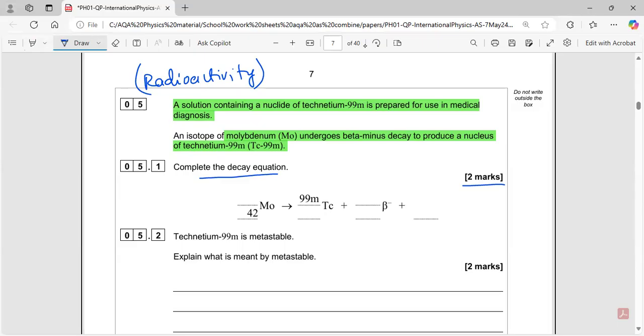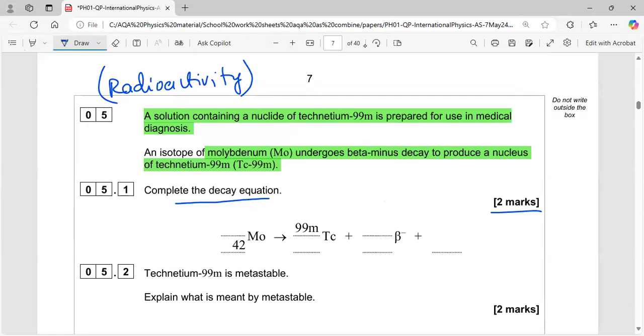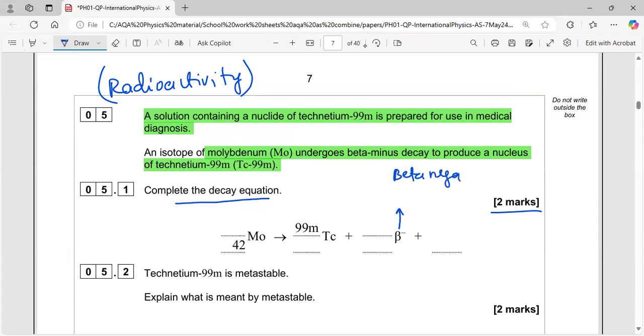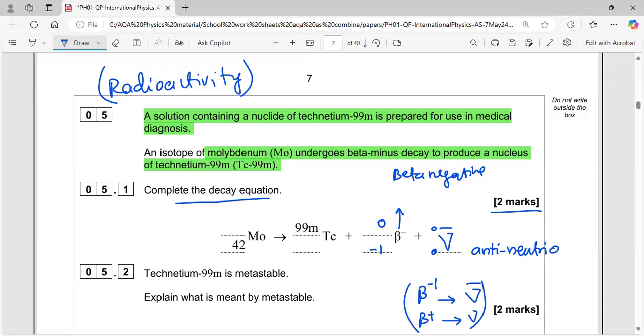Okay, that's perfect. That is one of the easier questions from radioactivity. So as you know, this is beta negative. Beta negative has a charge of -1 and its mass is negligible. Whenever beta negative is there, then an anti-neutrino is there, having no mass, no charge. Remember one thing: if beta negative is there, then an anti-neutrino will be emitted. But if beta positive is there, then a neutrino is going to be emitted. This is a point to remember, PTR.